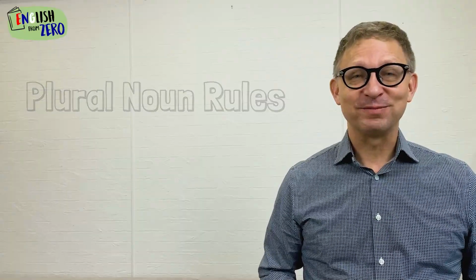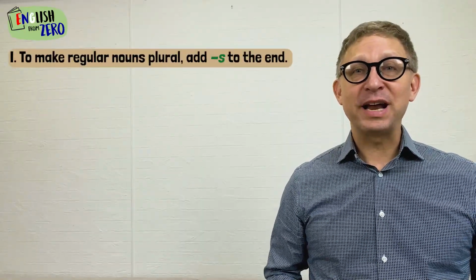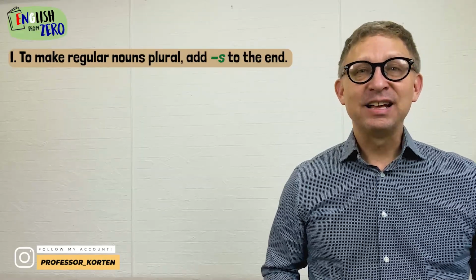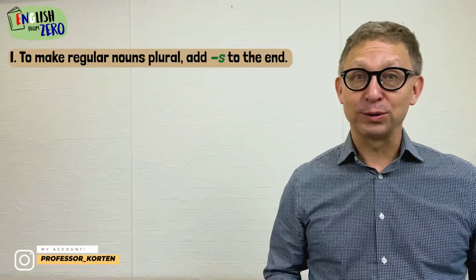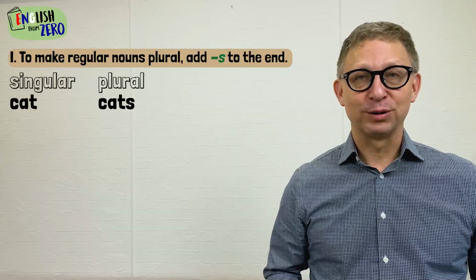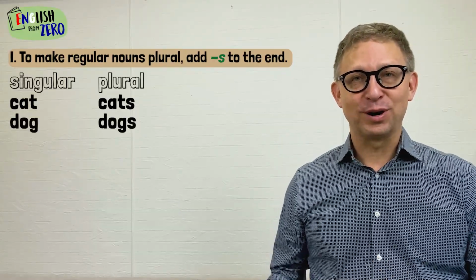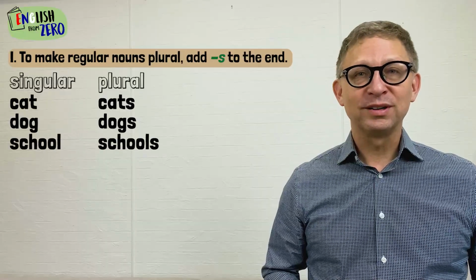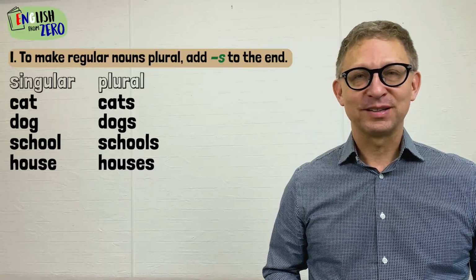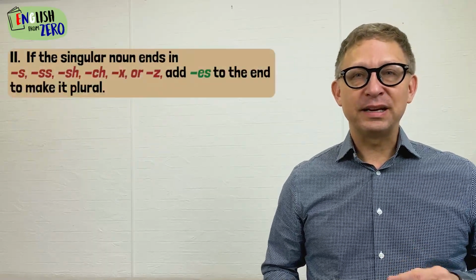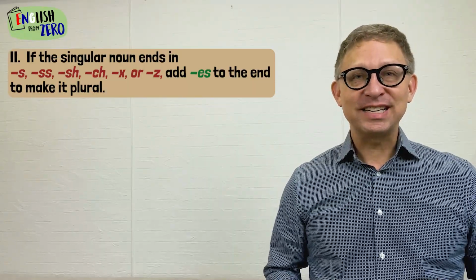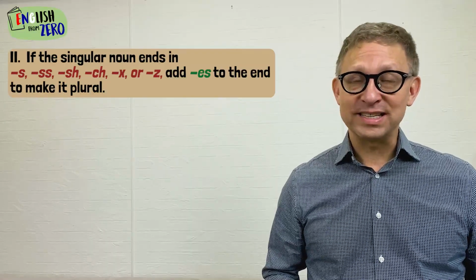So let's get started. First, let's make a regular noun plural, and we do this by simply adding S to the end. This is the most common way to form a plural noun. So we have cat, which is singular, cats is plural. Dog becomes dogs. School becomes schools. House, houses.